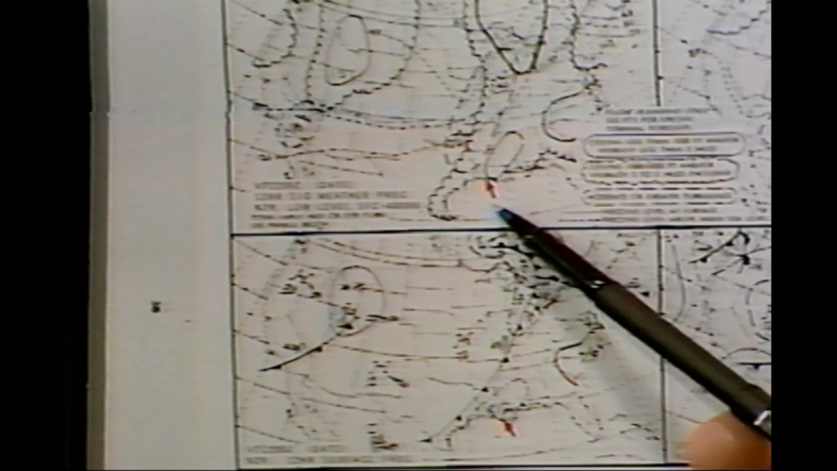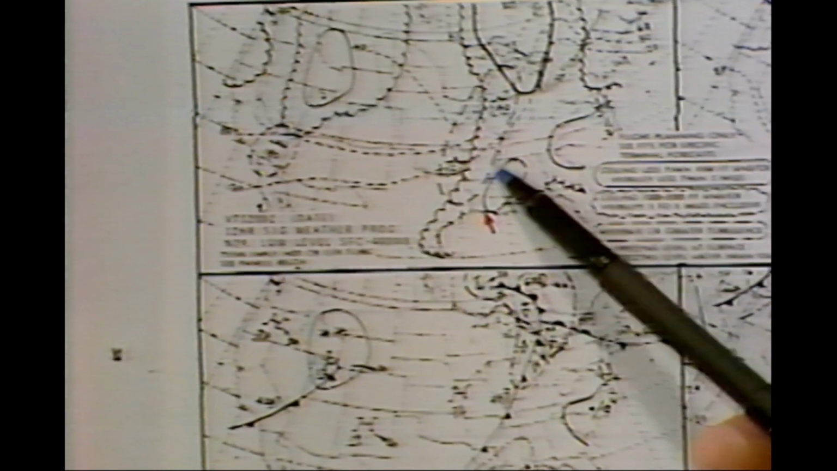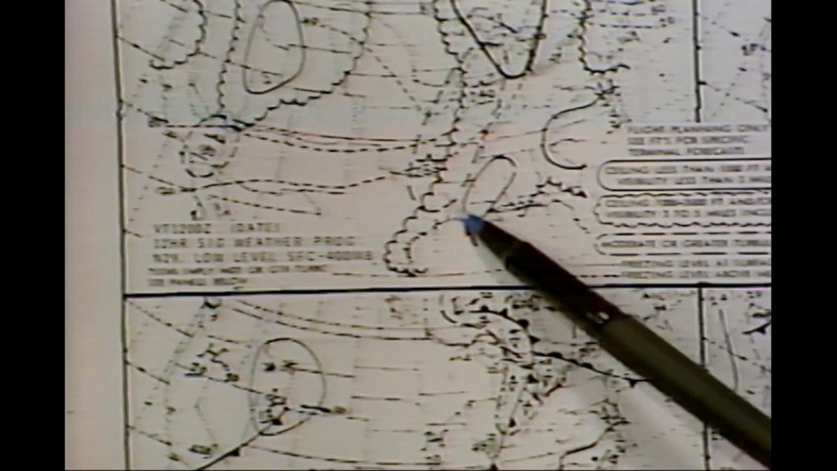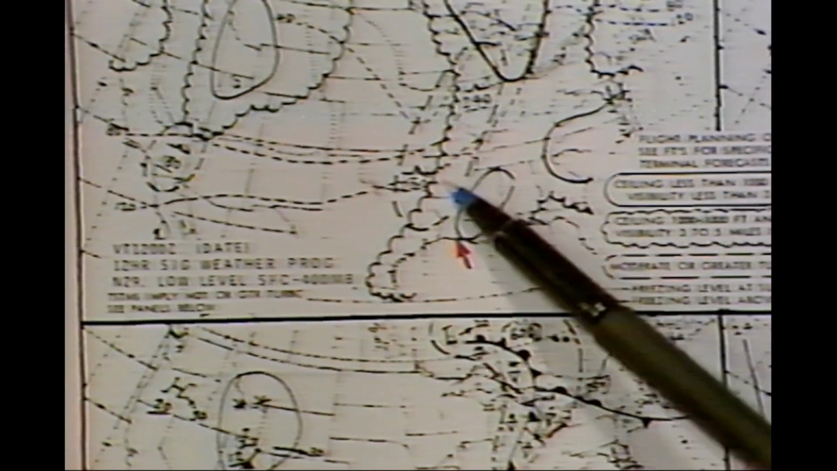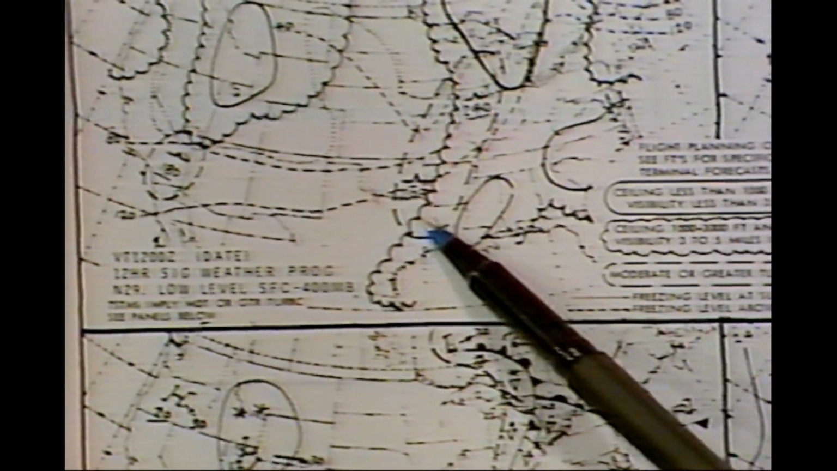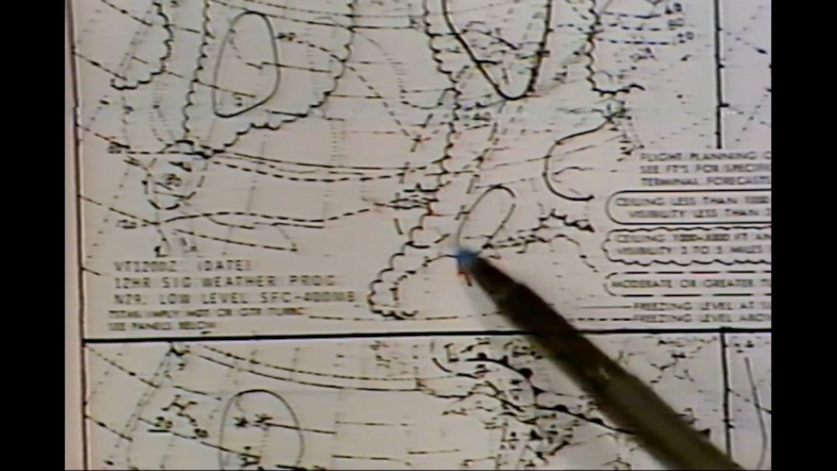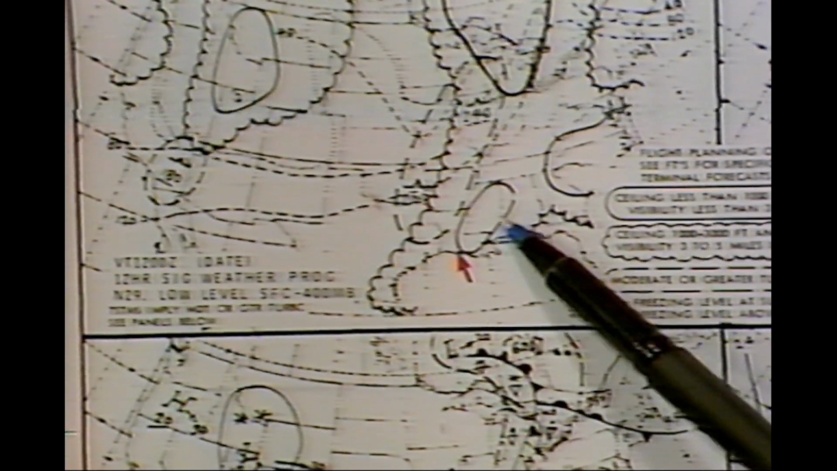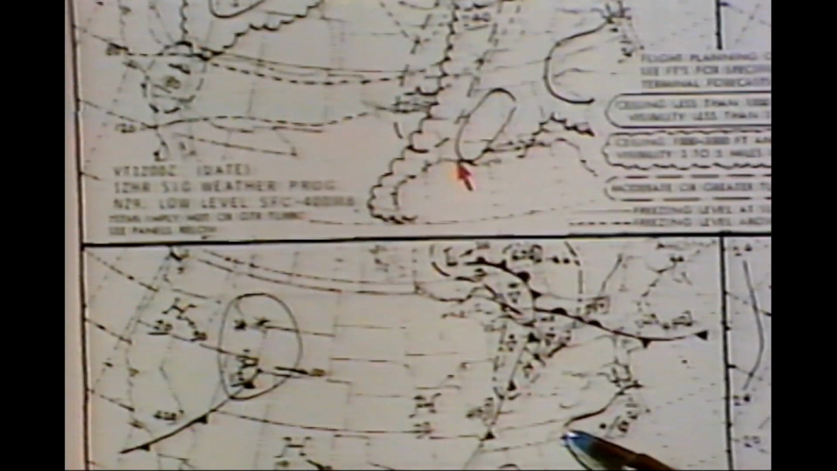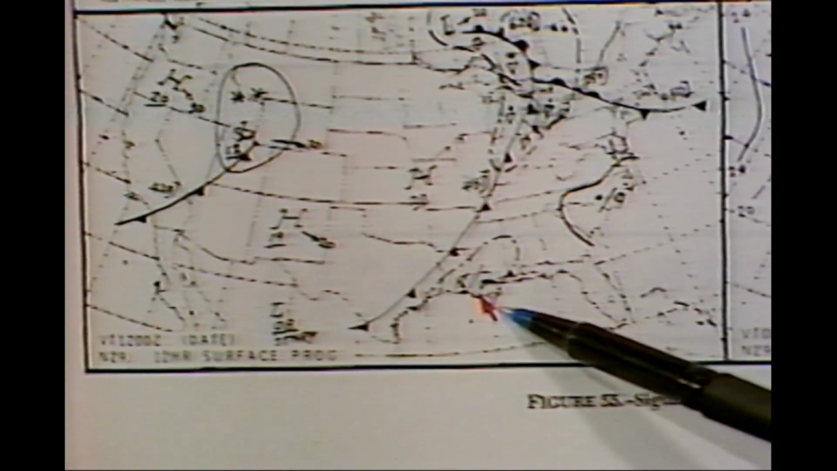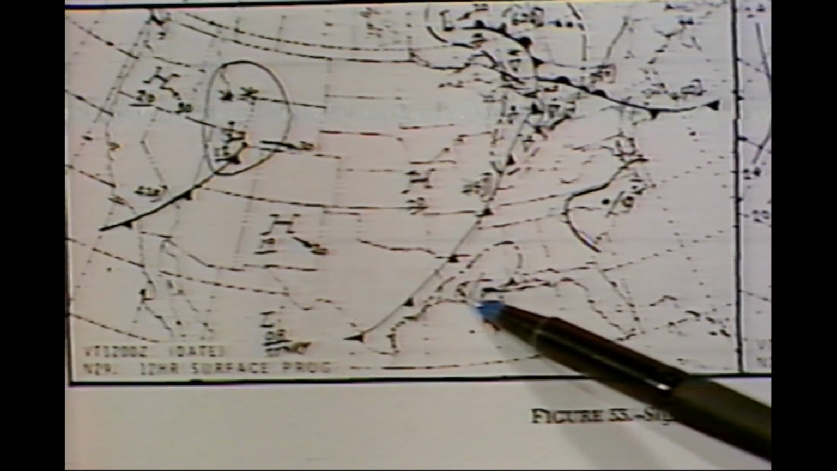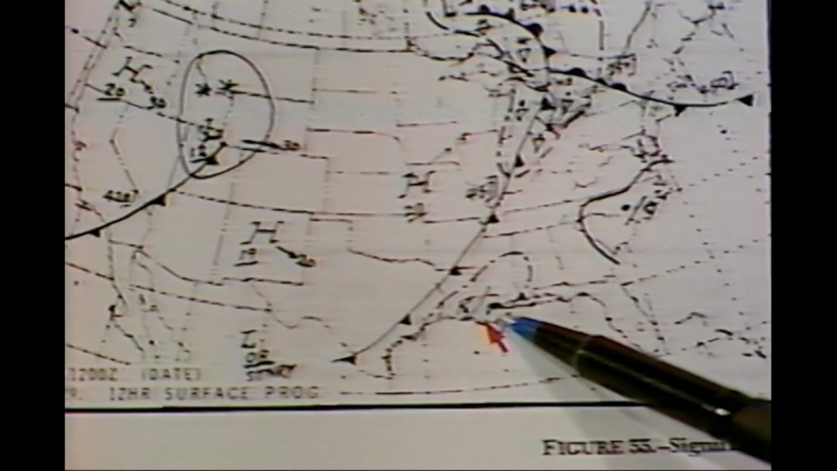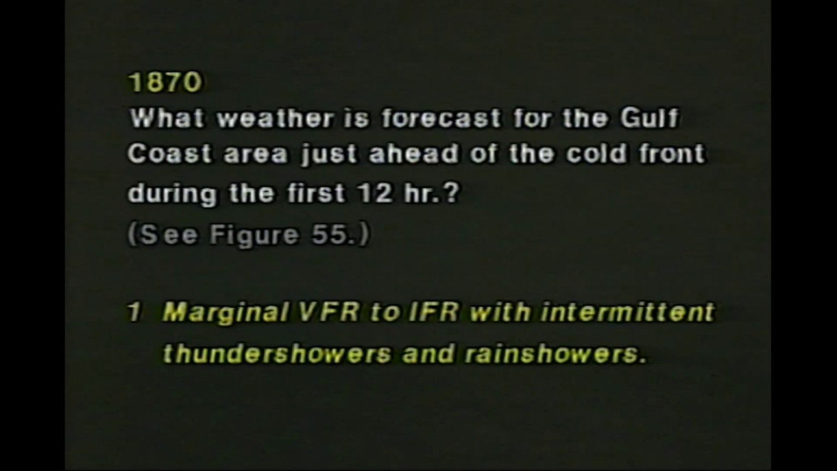And notice on the left, on the low-level prog, you see this scalloped edge here, that we have marginal VFR weather to IFR weather within this straight line. So that is found on the upper one. For the lower one, then, we look down to what is possibly causing this marginal VFR to IFR weather. And if you look really closely, we see our thunderstorm symbol and our rain shower symbol. So it's answer number 1, marginal VFR to IFR with intermittent thunder showers and rain showers.